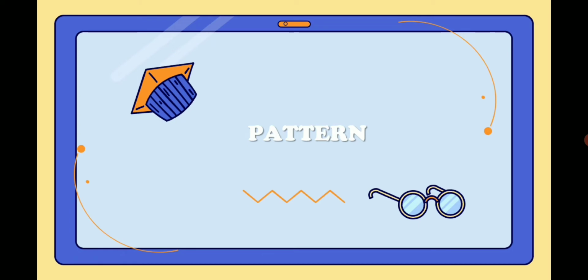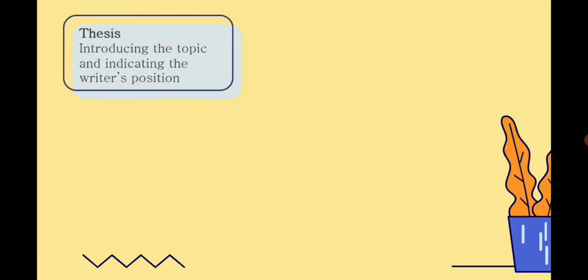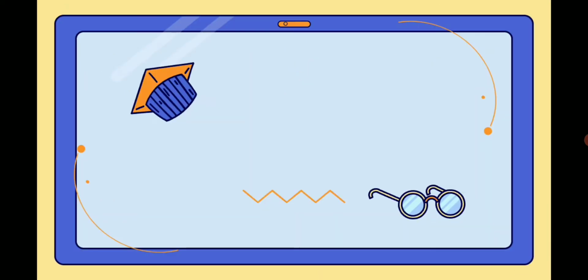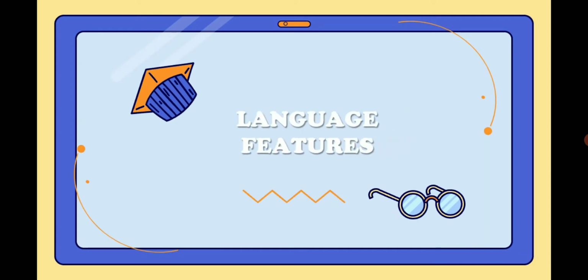Next is the pattern. The common pattern of analytical exposition is thesis. In here, the writer introduces the topic and indicates the writer's position. Next is argument 1, explaining the argument to support the writer's position. Next is argument 2, explaining the other arguments to support the writer's position more. Last is reiteration or conclusion, restating the writer's position. Next is language features.